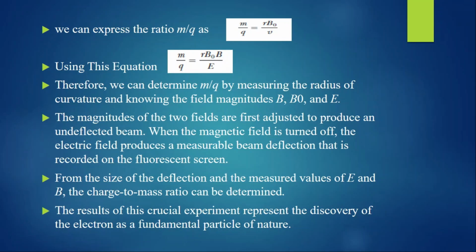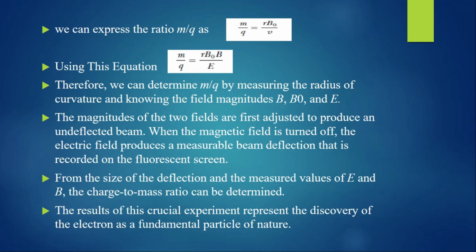We can express the mass-to-charge ratio as m divided by q equals r B0 divided by v. Using v equals E divided by B, m divided by q equals r B0 B divided by E. Therefore, we can determine the mass-to-charge ratio by measuring the radius of curvature and knowing the field magnitudes B, B0, and E.